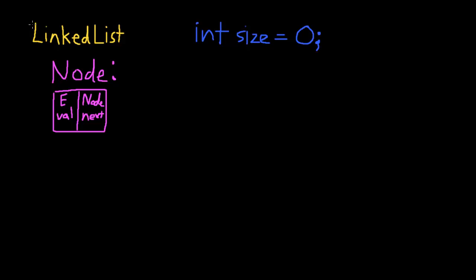Then with the linked list, this might not be as intuitive as the array list, but realistically all we need is a pointer of type node that's called head.